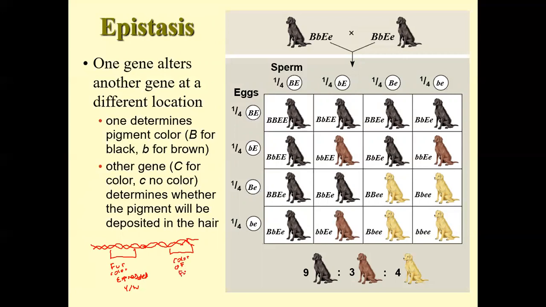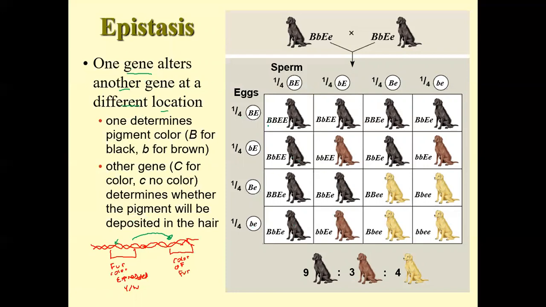So basically how I think of it, when I think of epistasis, it is literally like an on-off switch. So this gene is actually going to control the expression of that gene. So think of albinism. That's typically what this is going to stay. So when it says one gene alters another gene at a different location or a different locus.